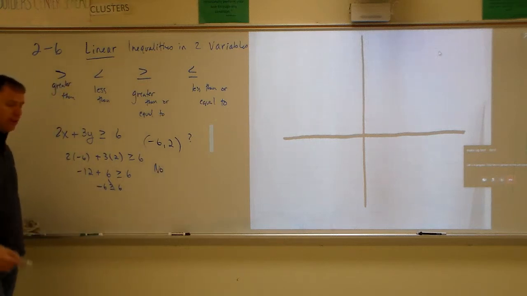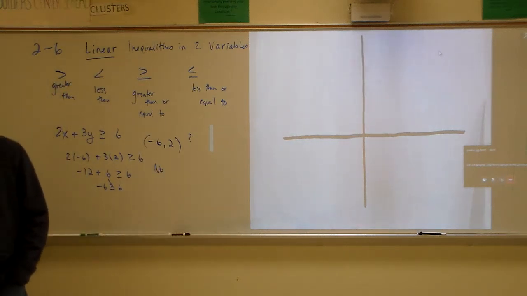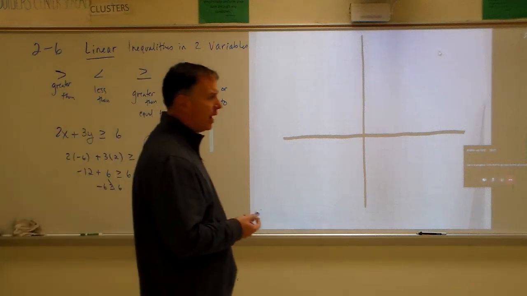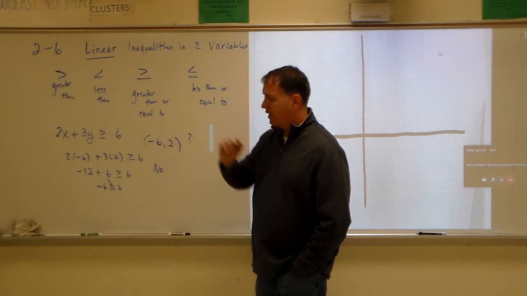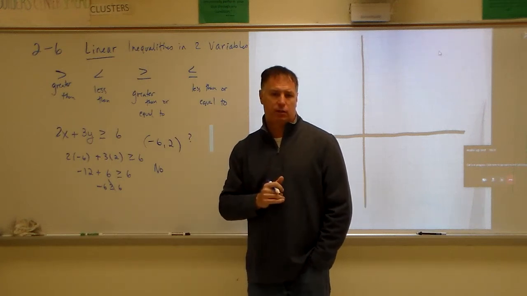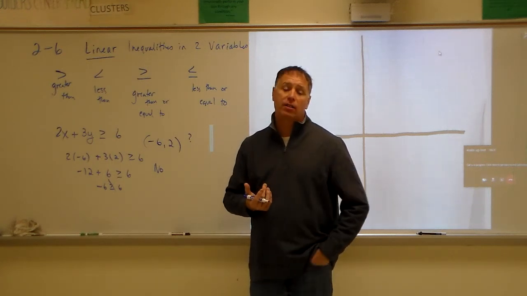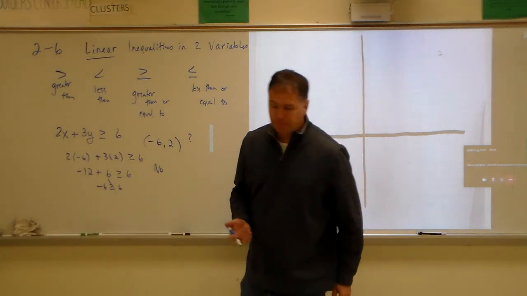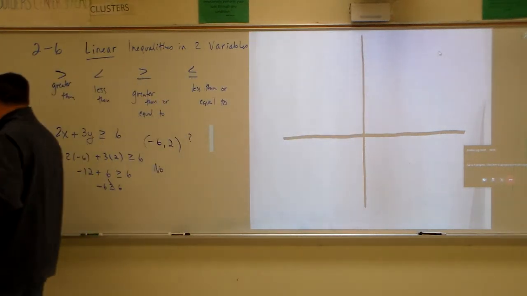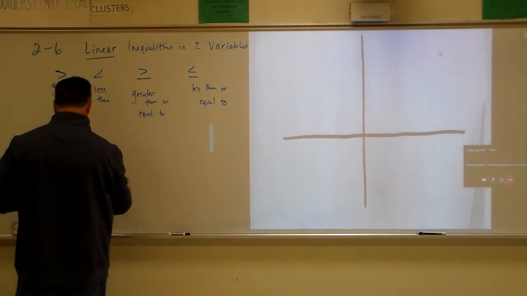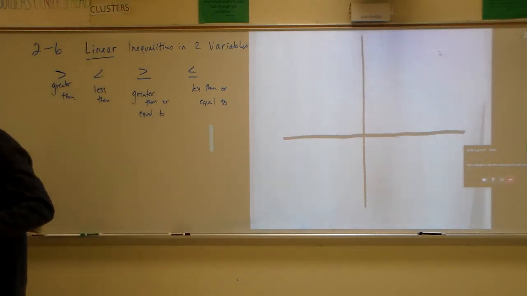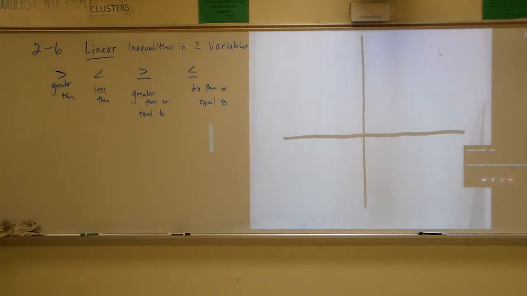So is that a solution? No. So the first types of problems that you'll see in this section look like that. They will give you an ordered pair, they will give you a linear inequality, and you tell whether it's a solution. And the way that you tell is by plugging it in. Okay? So then we progress to linear inequalities that they want us to graph. And they want us to graph and shade.